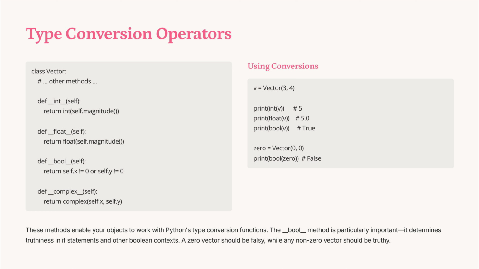Type conversion operators in Python allow custom objects to integrate seamlessly with built-in functions. The __int__ and __float__ methods convert a vector's magnitude to integer and float, respectively. The __bool__ method determines truthiness, making zero vectors falsy and non-zero vectors truthy. The __complex__ method represents vectors as complex numbers, enhancing mathematical operations.